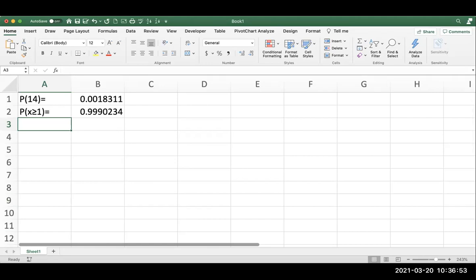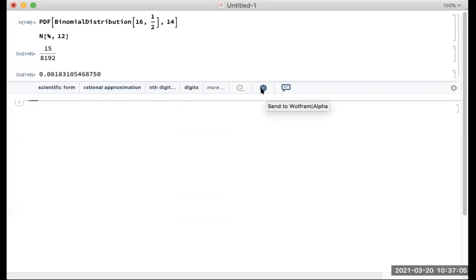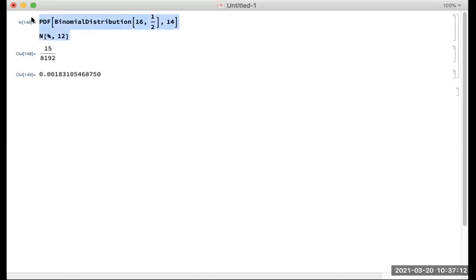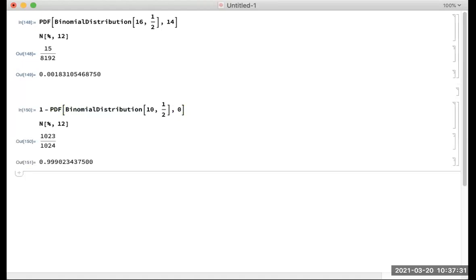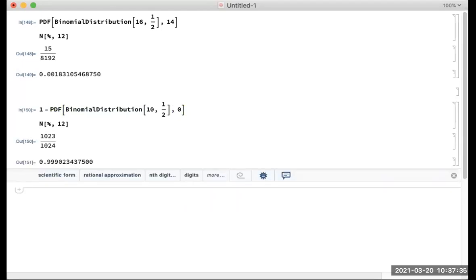Let's use Mathematica. Okay, well, be lazy and just cap it there. So 1 minus PDF. Binomial distribution, 10 trials. 1/2 is the probability of success, and I don't want any successes. Okay. So I get 1,023 over 1,024, just like we had from before. Or if you want to do it numerically, 0.99902343750.